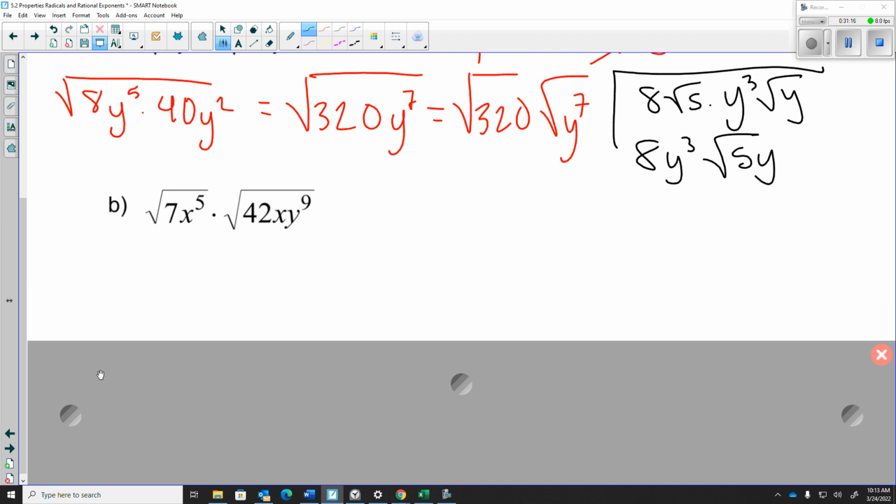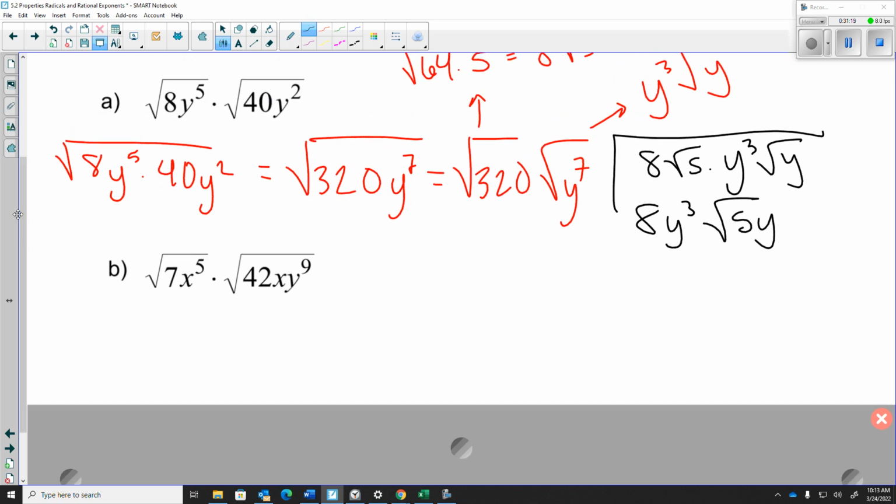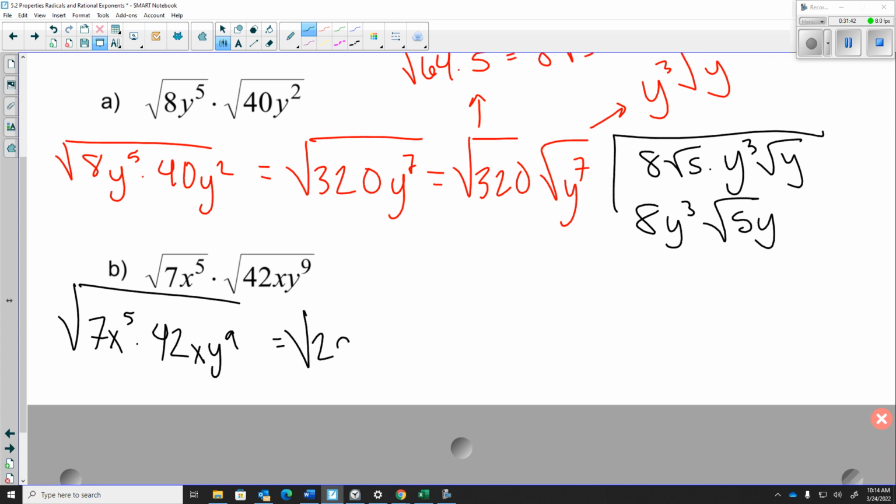All right, this one, same thing. Put it all together. Square root of 7x to the 5th times 42xy to the 9th. And then I'm going to simplify it. I'm going to multiply numbers by numbers, variables by variables. What's 7 times 42? 294. x to the 5th times x is what? x to the 6th power. There's a 1 attached to that, right? So you add them. And then I've got y to the 9th at the end of that.